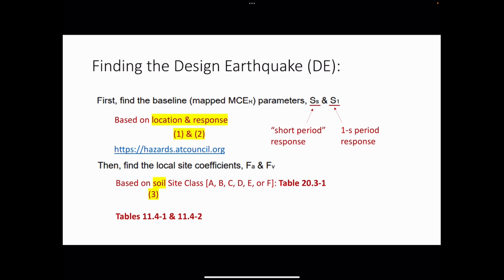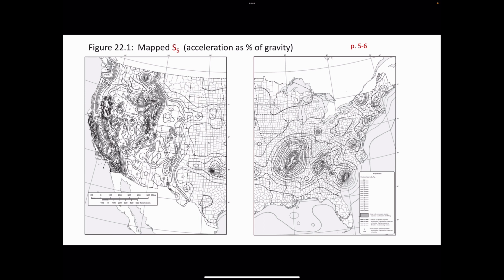After we obtain those values, we need to find the local site coefficients, FA and FV. Those are based on the type of soil at the site, and I'll point that out in a moment as well. All right, so first, the maps, and this is where your handout comes into play. So this first one is on page 5 to 6 of your handout.